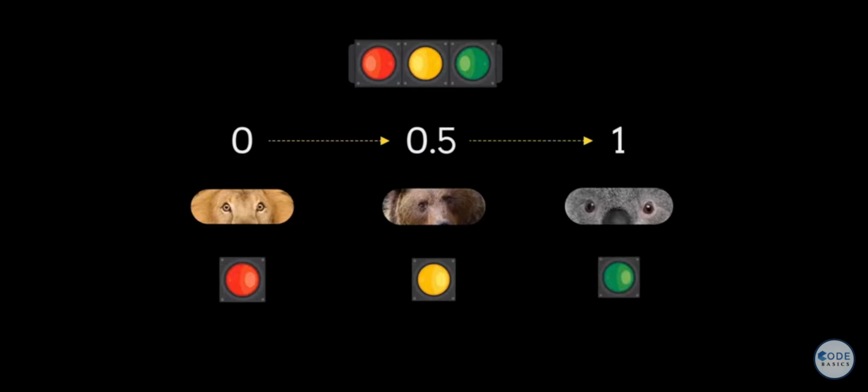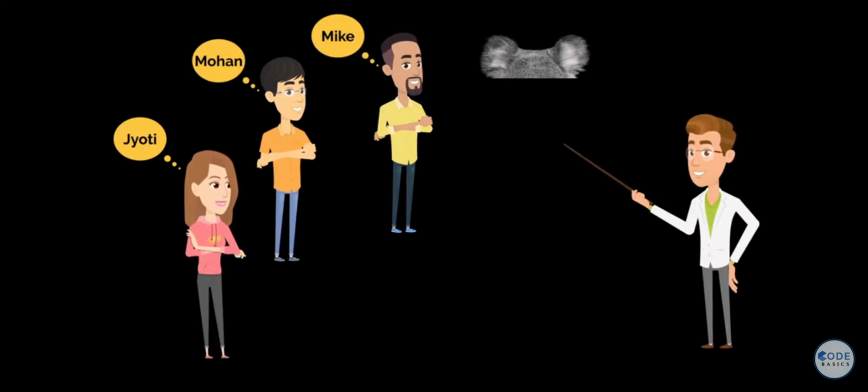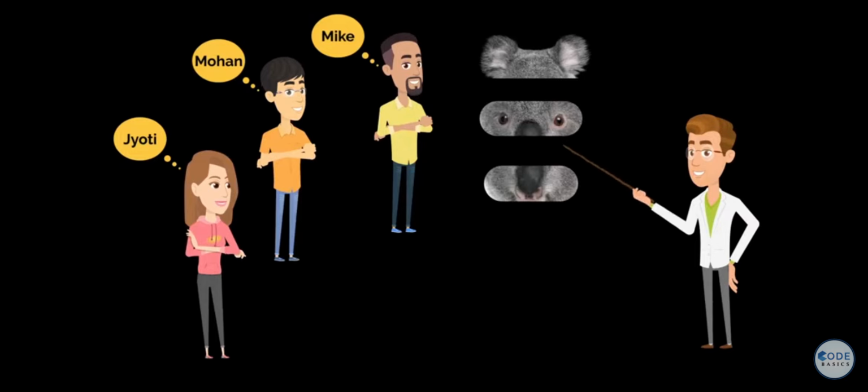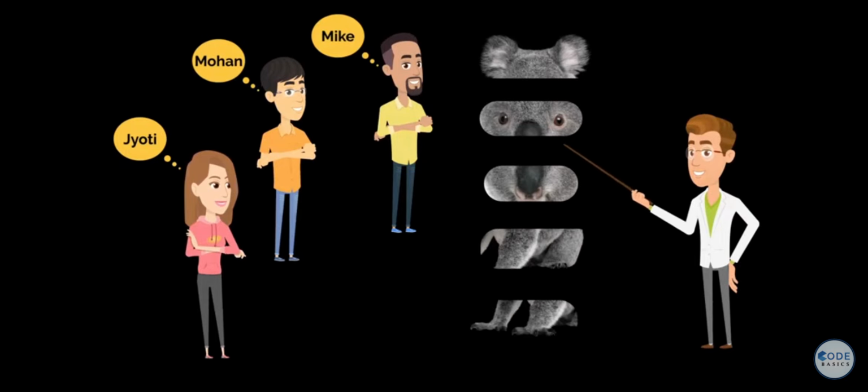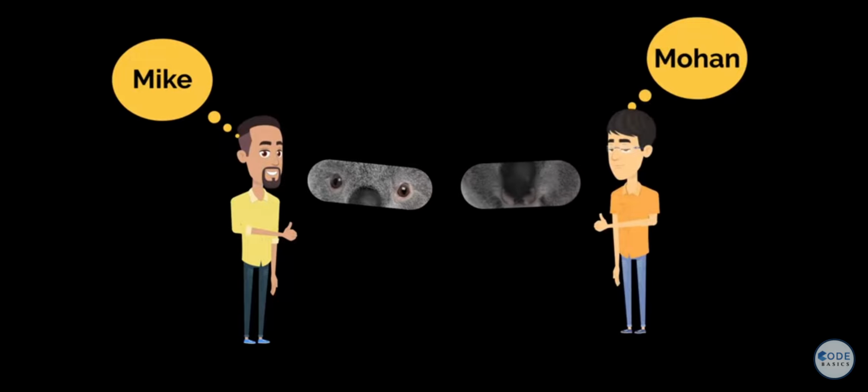definitely a koala's eyes. Once these students are trained, and we will look into how exactly you can train them, that is also a very important part of neural network, but that we will cover in the later part of the video. But for now, just assume that these students are trained to detect a specific part of the koala's body. So Mike has now become an expert koala eye detector. Similarly, Mohan is an expert koala nose detector.